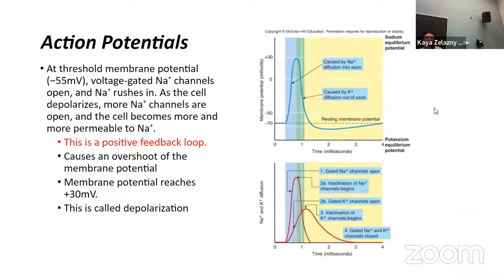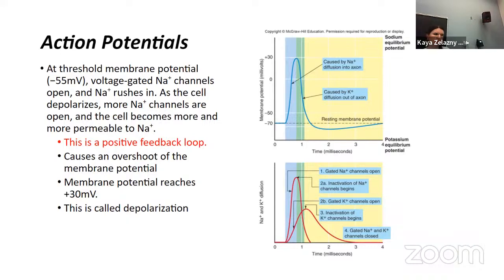So when we hit the threshold membrane potential of -55 millivolts, our voltage-gated sodium channels are opening because their activation gate is opening. Sodium rushes in, membrane potential goes up, which we refer to as depolarization. More and more sodium channels open because this is a positive feedback loop, and the cell is becoming more and more permeable to sodium because we have more and more of these channels open.